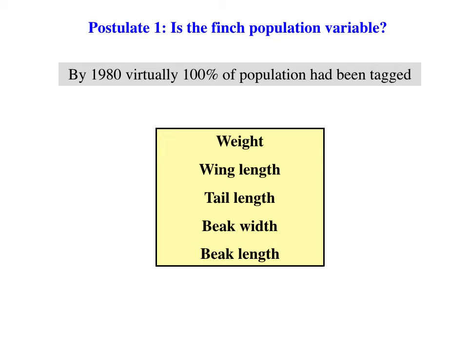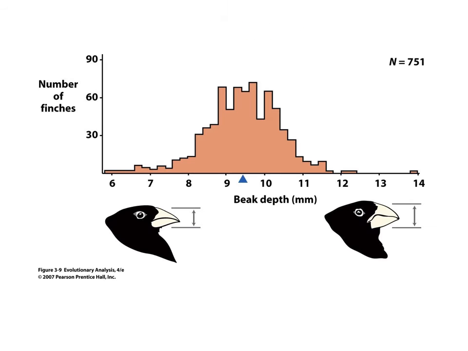It's probably not a big surprise that in all of those things, there's probably some variation in the population, right? Just like in this population in here, if we measured height and weight and nose size and length and stuff like that, there would be variation. Here we're showing beak depth, because beak depth is going to be a function of the size of the seeds that they can eat.